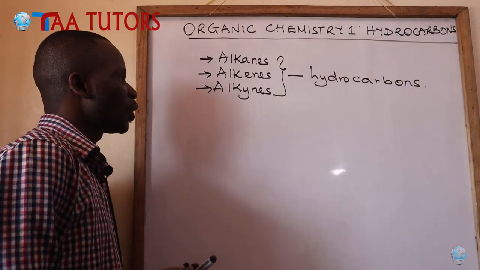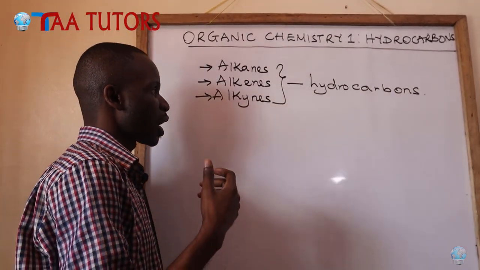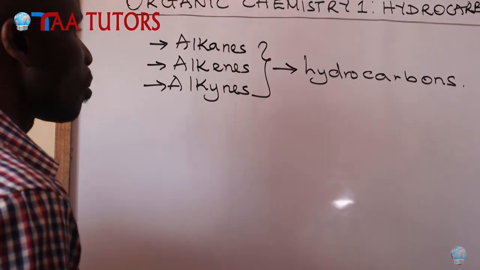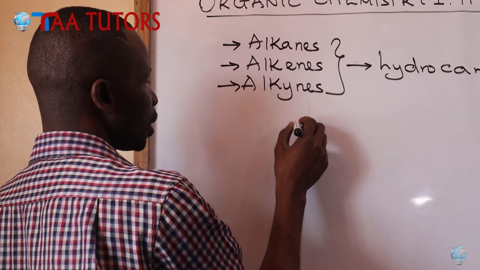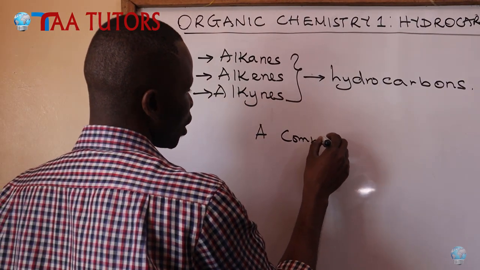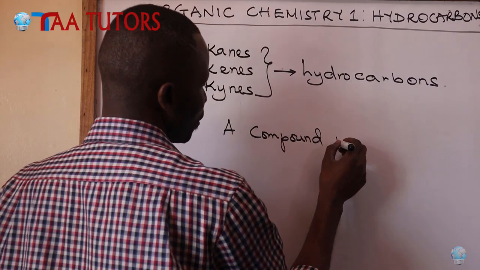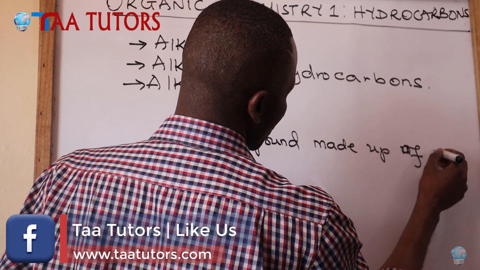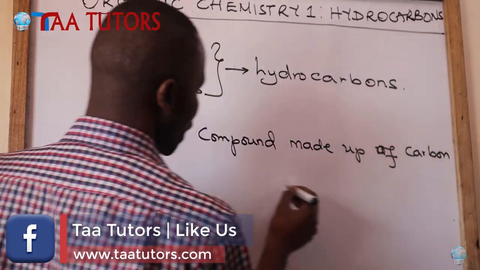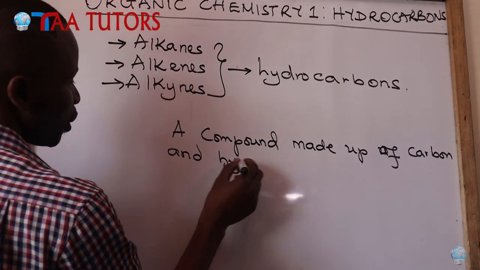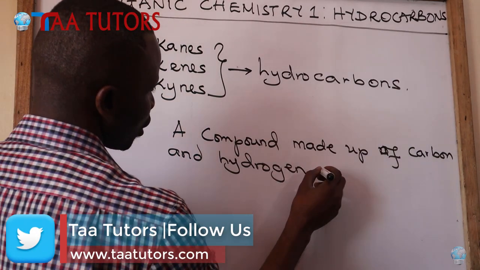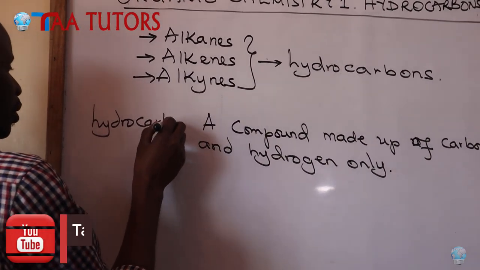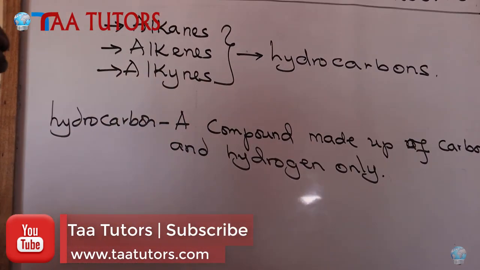Now, we know the word hydrocarbon has a meaning, and usually students are asked to define what a hydrocarbon is. So I will say that a hydrocarbon is a compound or a molecule made up of carbon and hydrogen only. This is what a hydrocarbon is. So it could be a compound or a molecule.